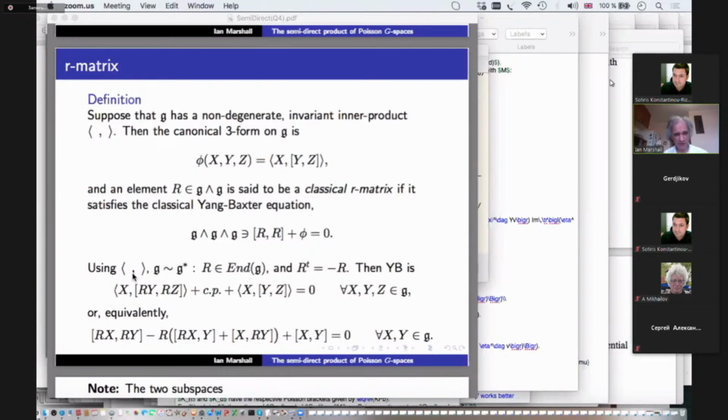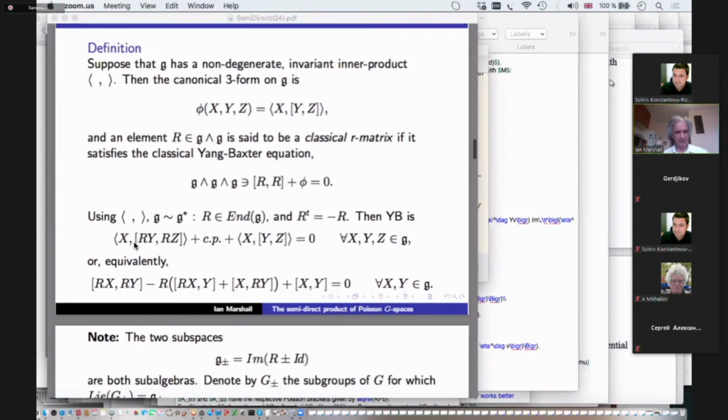And if I use the identification of G with G*, I can think of this R as just a linear map from G to itself, and this skew-symmetry property becomes the statement that the adjoint of R is minus R. And then this Yang-Baxter condition can be written like that. It's just the same thing written out using all these identifications. And here you see what I mean by this bracket. Equivalently, I get this if I throw away X and take Y and Z instead of X and Y, I get this formula here. So these are quite popular representations of the Yang-Baxter equation.